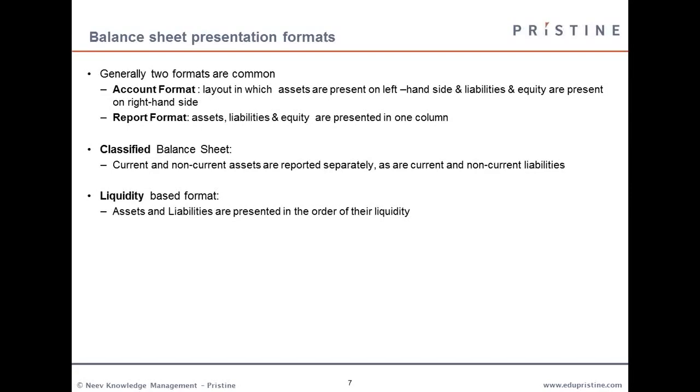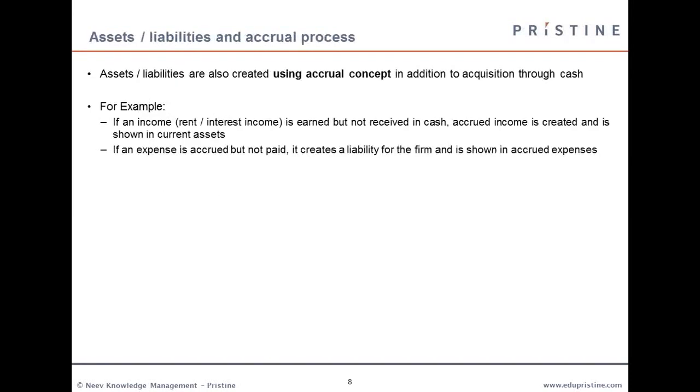So cash is the most liquid asset. It comes first, then cash equivalents, then accounts receivable, and then inventory. That's an example for assets. Similarly, in the case of liabilities, we have the presentation in the order of liquidity.